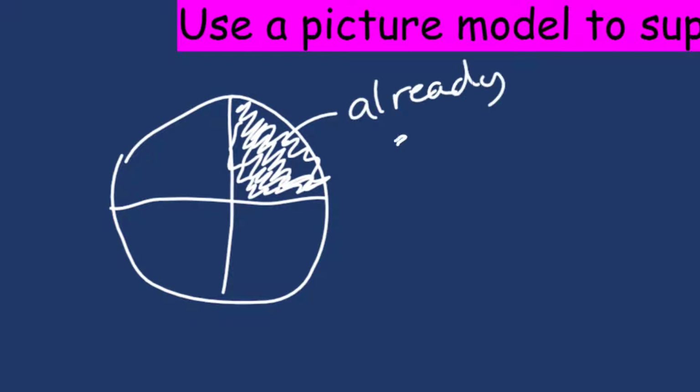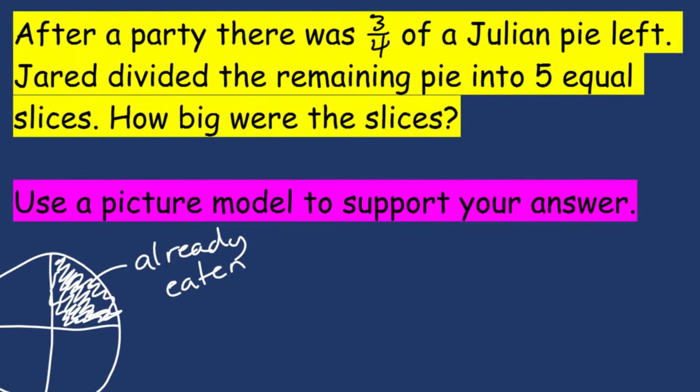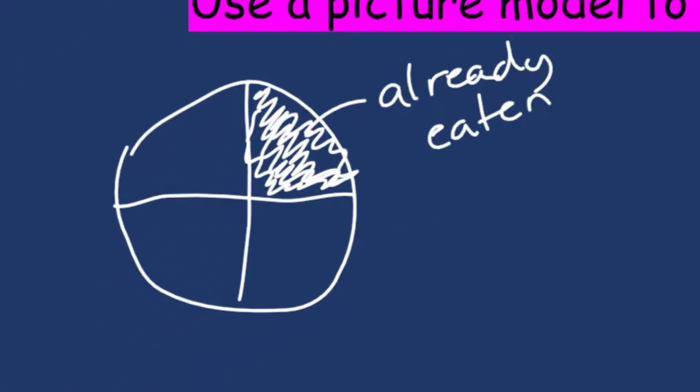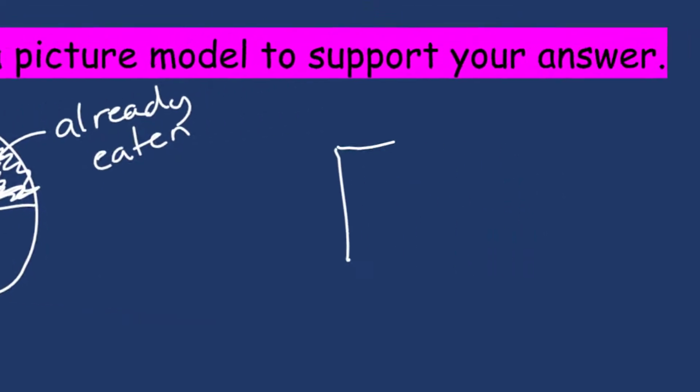All right, now that means I have 3/4. Now, if I'm going to take my 3/4, it does say that Jared divided the remaining pie into 5 equal slices. Well, that would be kind of challenging using this model. Can you see the problems that we're going to have? Because we need to take these 3 pieces here and try to divide it into 5 equal slices. That's going to be really, really difficult. So that's why we kind of want to move on and do an area model. Might be the best way here.